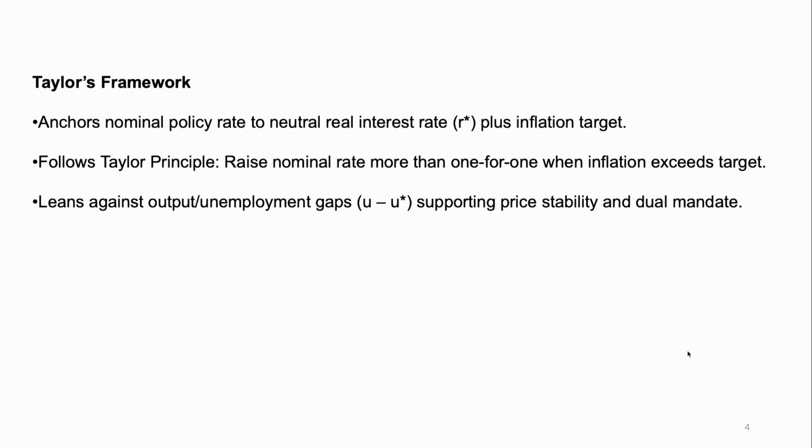First, the rule should anchor the nominal policy rate at a level equal to the sum of its estimate of the neutral real rate and the inflation target, and I'm sure John Cochrane later will talk crucially about what it means to anchor in this world. Secondly, and this is the crucial Taylor principle, the central bank should raise the nominal interest rate more than one-for-one with any increase in inflation relative to the inflation target.